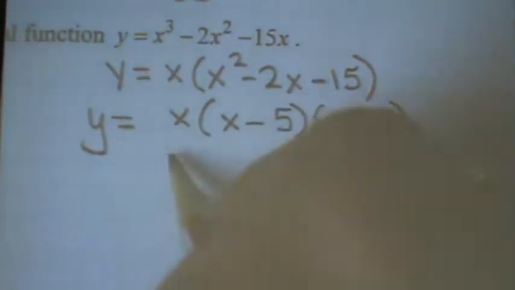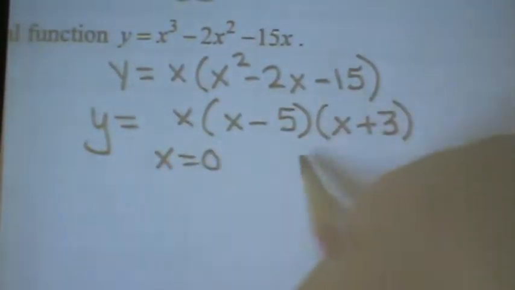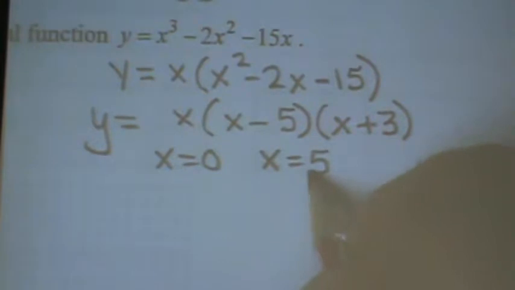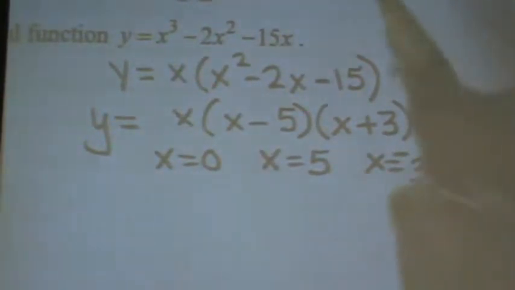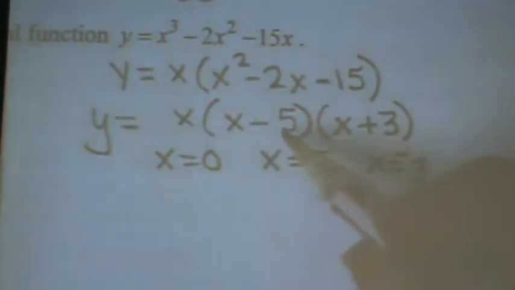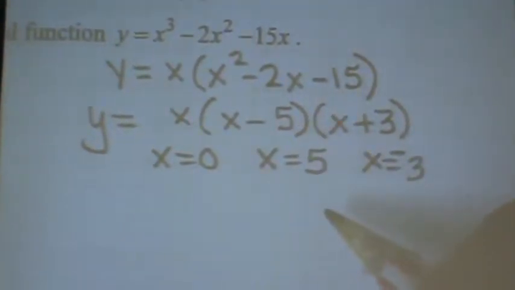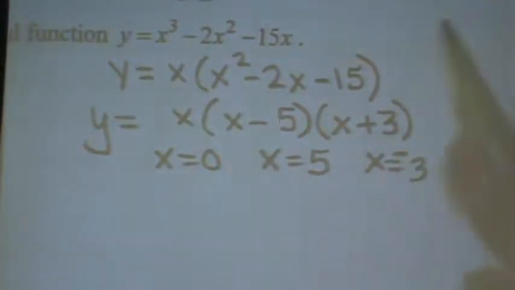So, can you tell me the zeros? 0, 5, and negative 3. What do you notice about these zeros? They're what compared to this number? They're the opposite. Very good. And we're going to talk about that in a second.